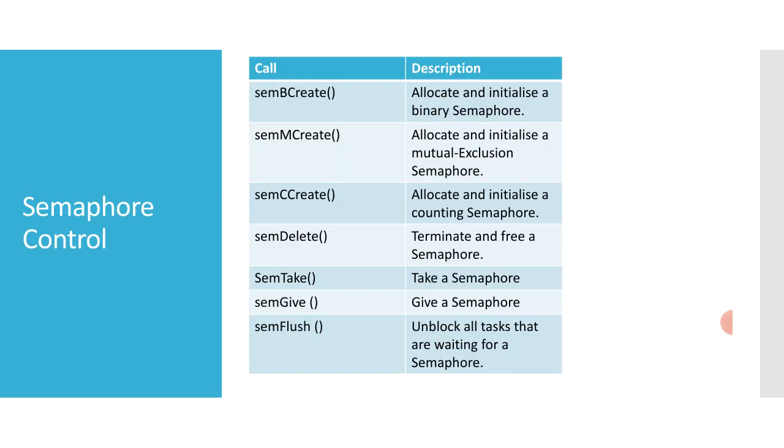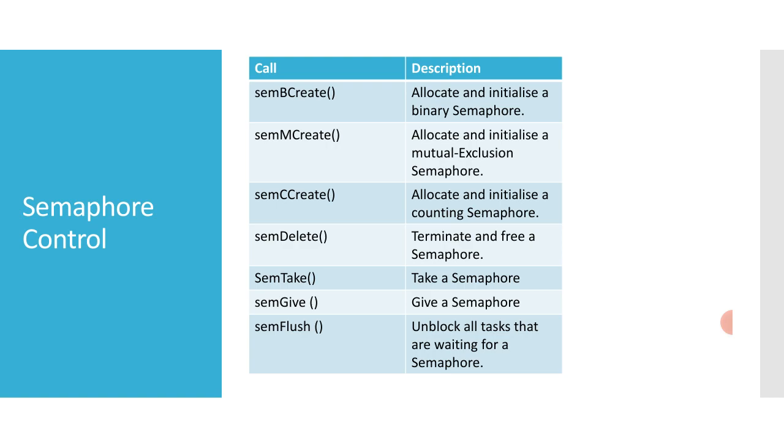Instead of defining a full set of semaphore control routines for each type of semaphore, the Wind semaphore provides a single uniform interface for semaphore control. Only the creation routines are specific to the semaphore type. So this table lists the semaphore control routines. The semBCreate, semMCreate, and semCCreate routines return a semaphore ID that serves as a handle on the semaphore during subsequent use by the other semaphore control routines.